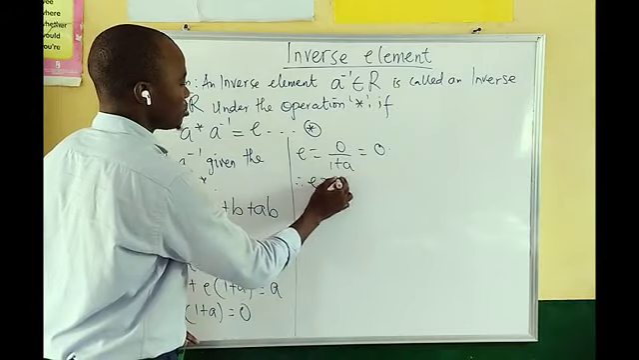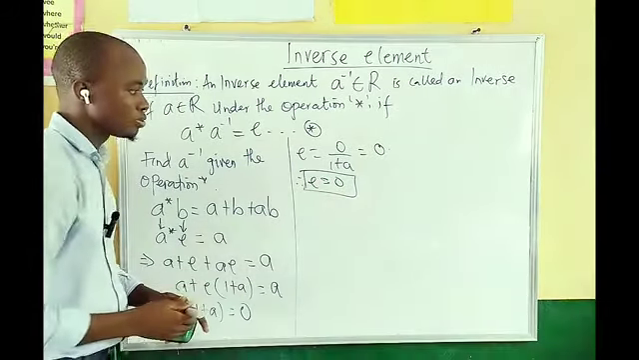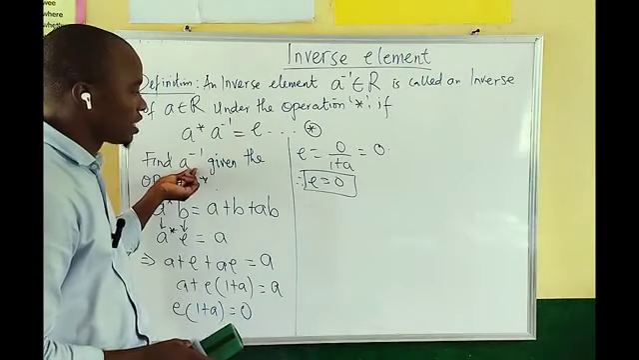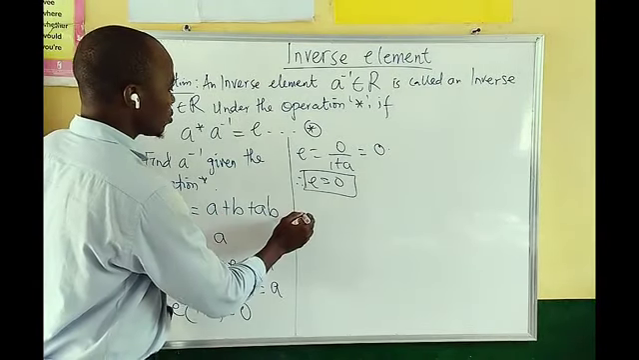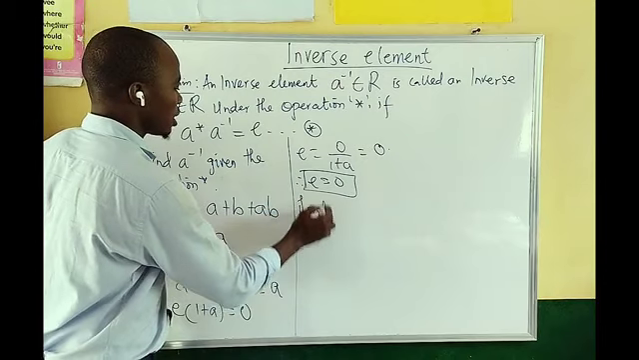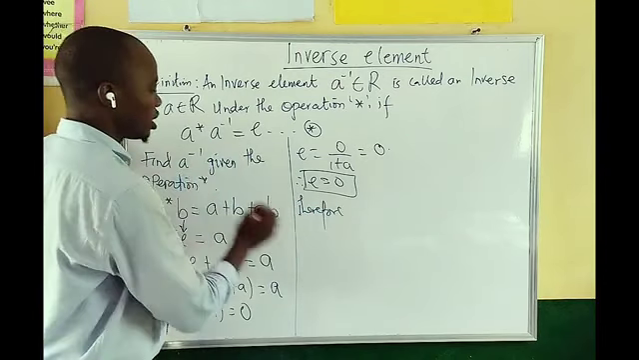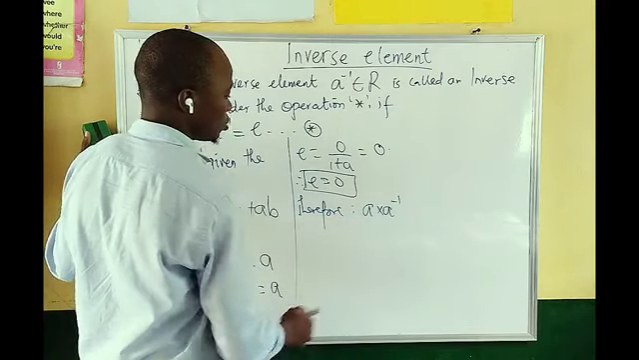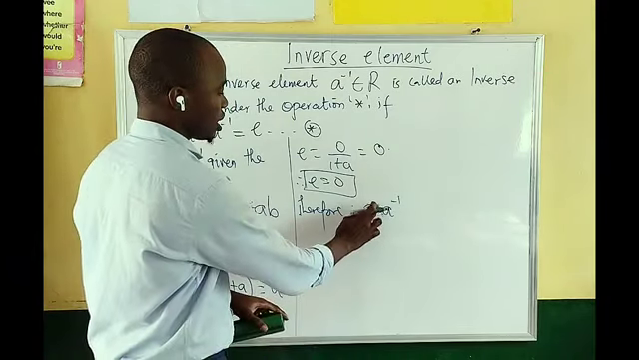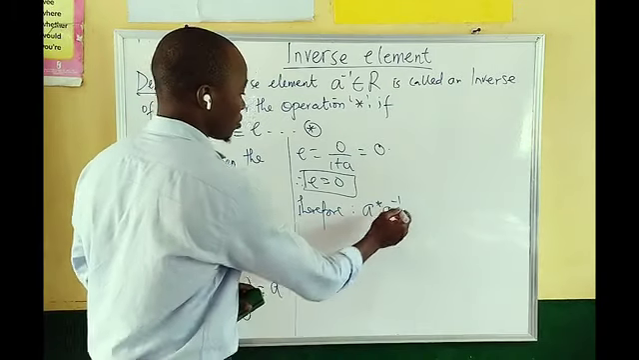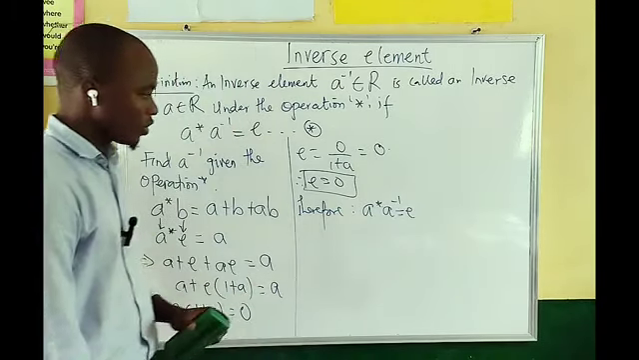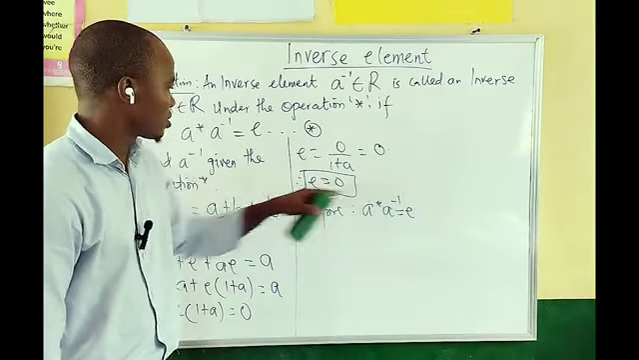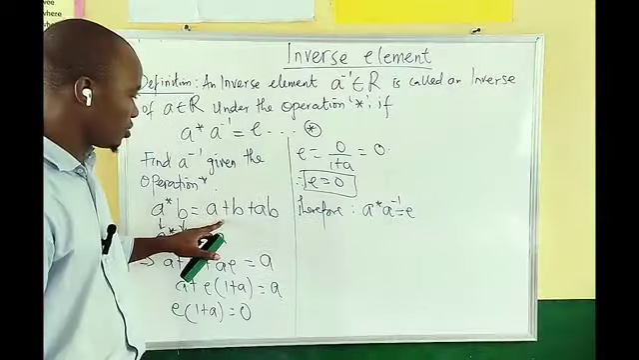Therefore our identity element is equal to 0. Now that is not where we are going. Our target is to get the inverse. Therefore we are going to use this formula: a asterisk a inverse equals e. So we are going to use a asterisk a inverse, using this formula again. Are you getting me now?